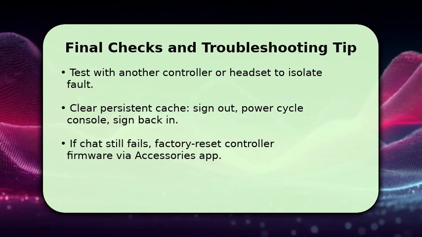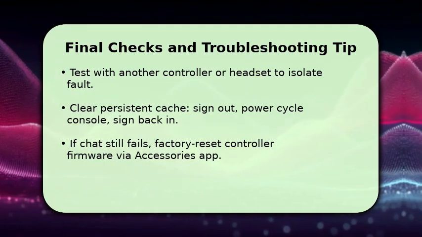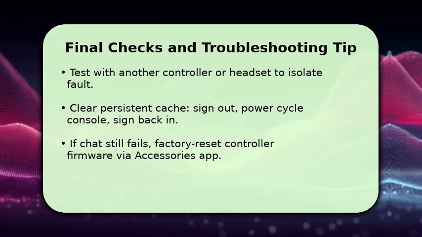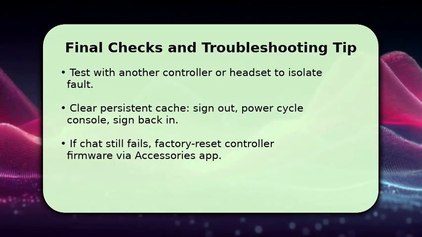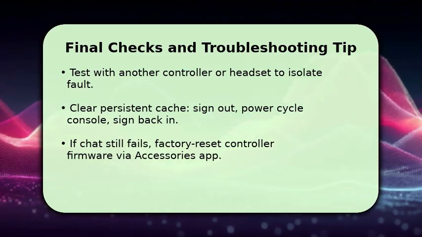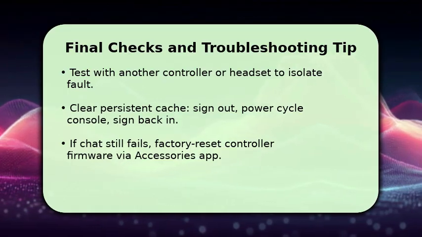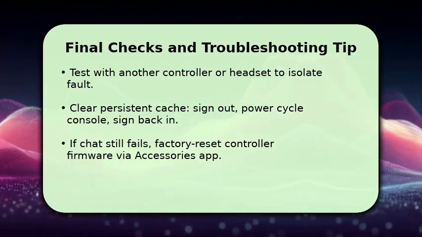If problems persist, swap the headset or controller briefly to see whether the accessory is at fault. This isolates hardware quickly. Also power cycle the console. Hold the Xbox button 10 seconds, then sign back in to clear transient audio routing errors. If nothing works, update or reset the controller firmware in the Accessories app.